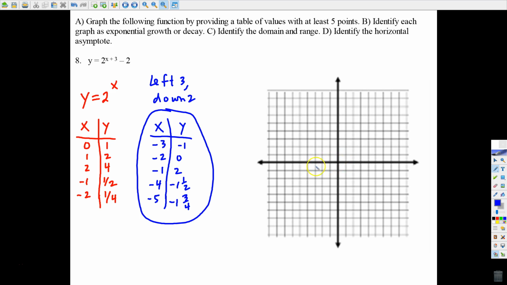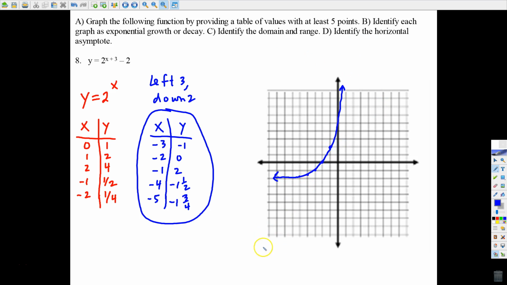All right, so we have -3, -1; -2, 0; -1, 2; -4, -1.5; and then -5, -1 3/4, and connecting the dots with a smooth curve. This is going to be the graph of this function, and it will continue to go up, of course, as the x values get bigger. And as the x values get more negative, we're just going to continue to approach this horizontal asymptote.